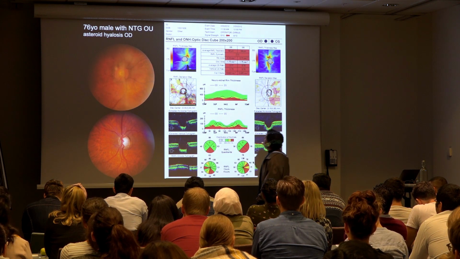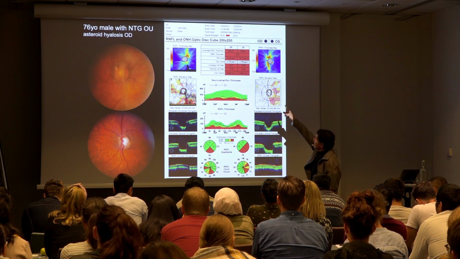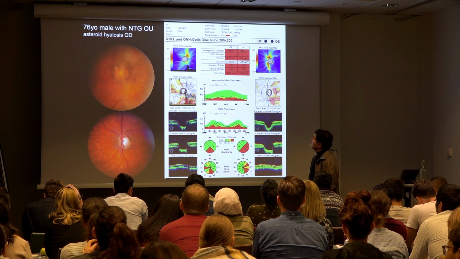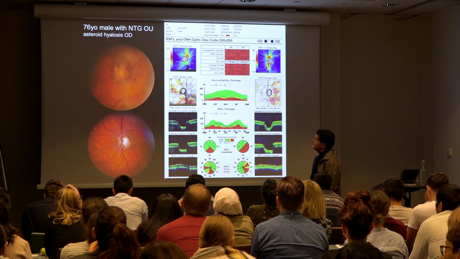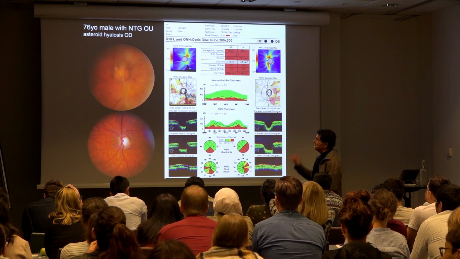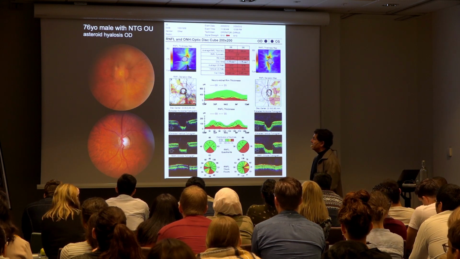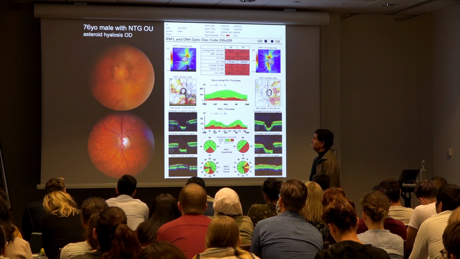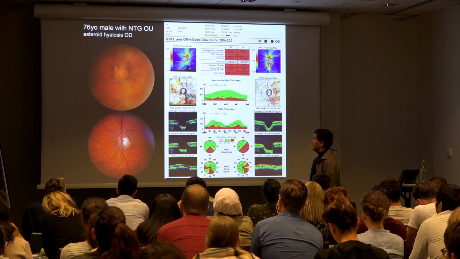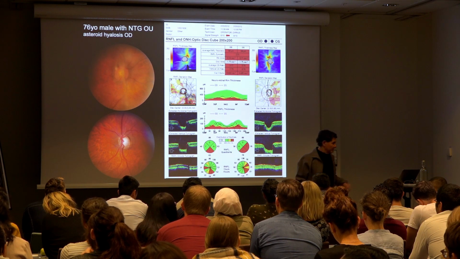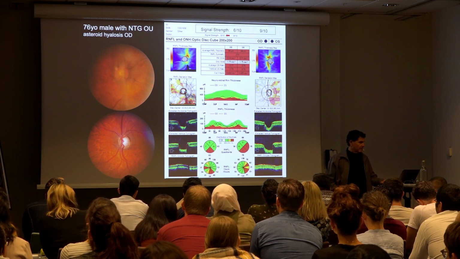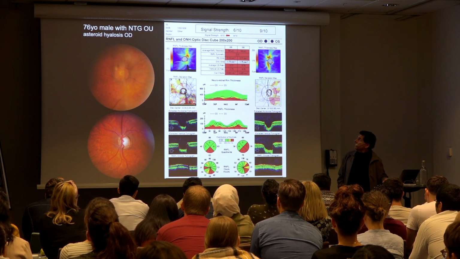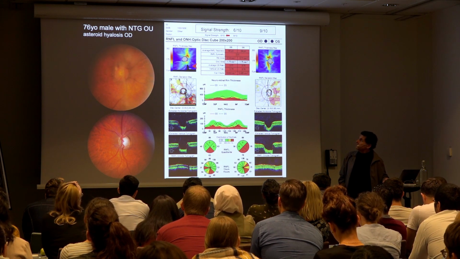And what's happened here is that the signal strength, when you see the arrow up there, is greatly reduced in the right eye because of the asteroid hyalosis. It's preventing a lot of the signal, a lot of the coherent light, from getting to the retina in as high of an intensity as it needs to capture a good image. So signal strength is one thing to be on the lookout for.